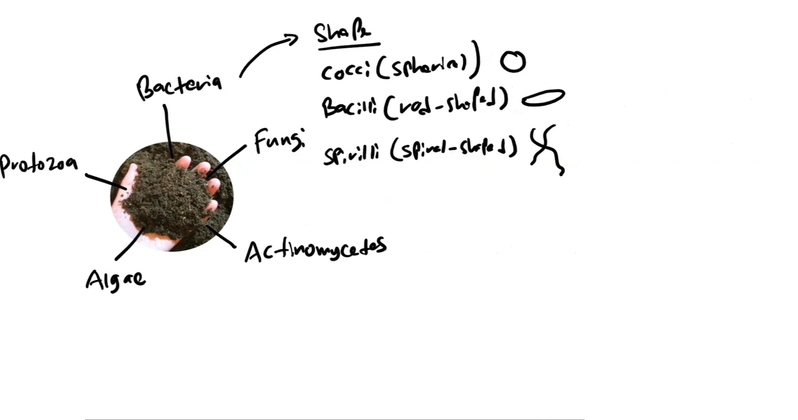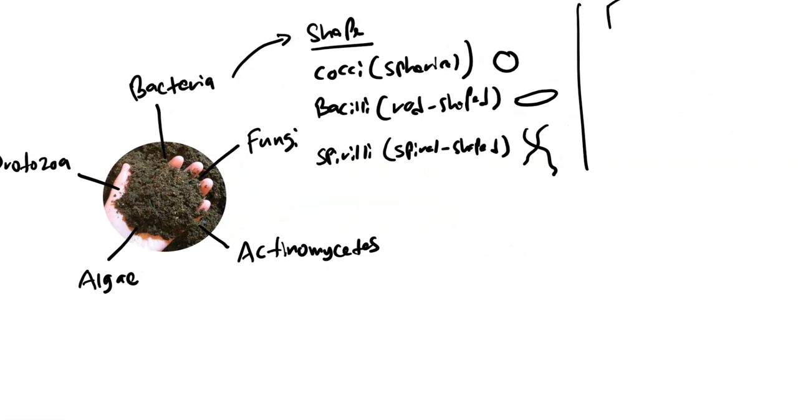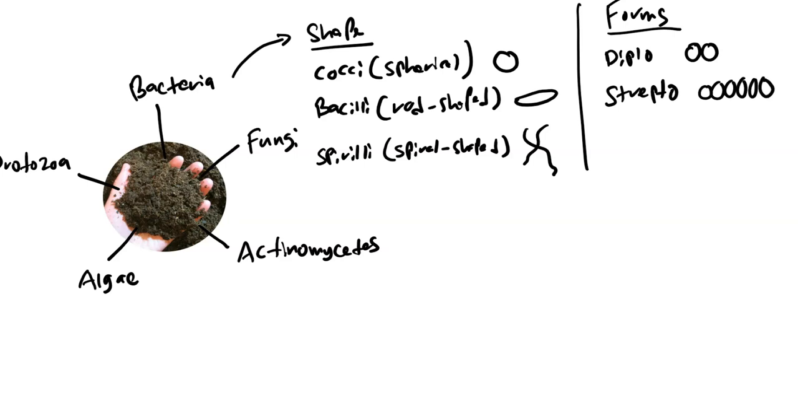In terms of forms, they can be diplo, which means 2 bacteria, strepto, with more than 2 bacteria, and staphylo. They are clustered.